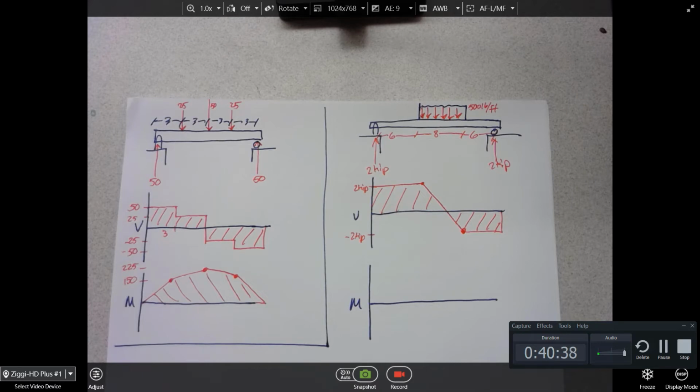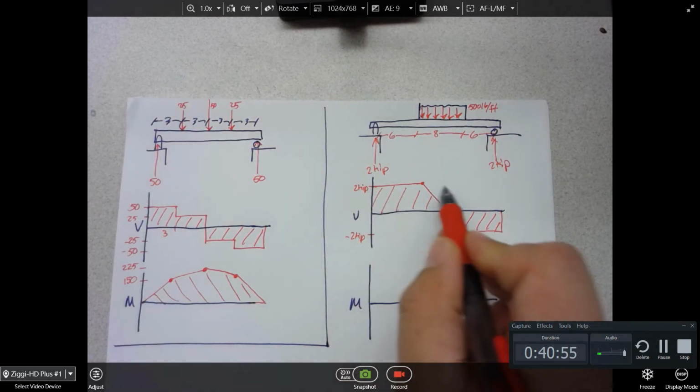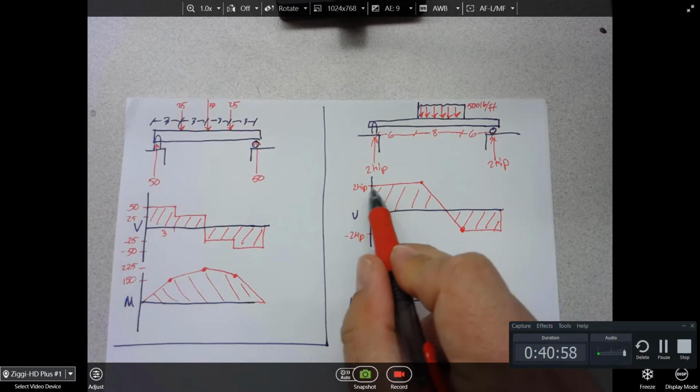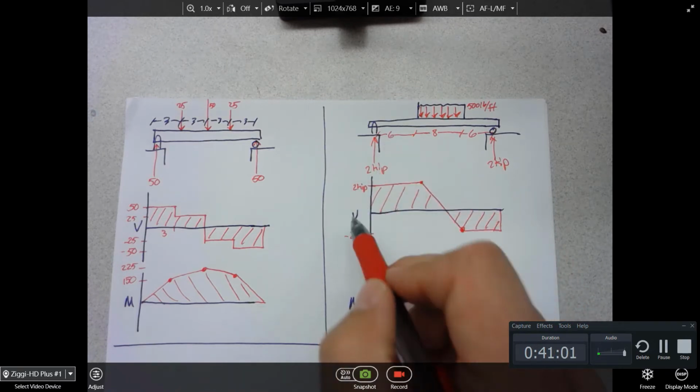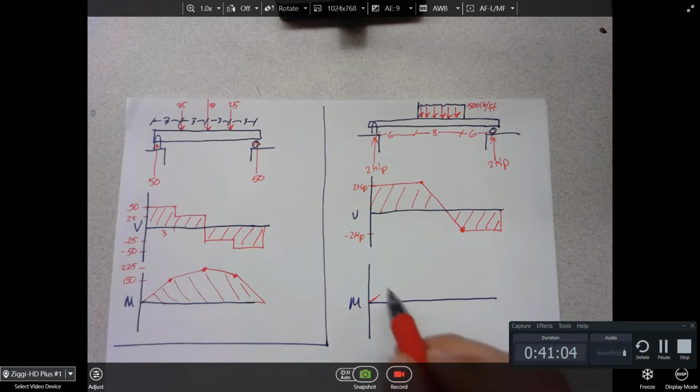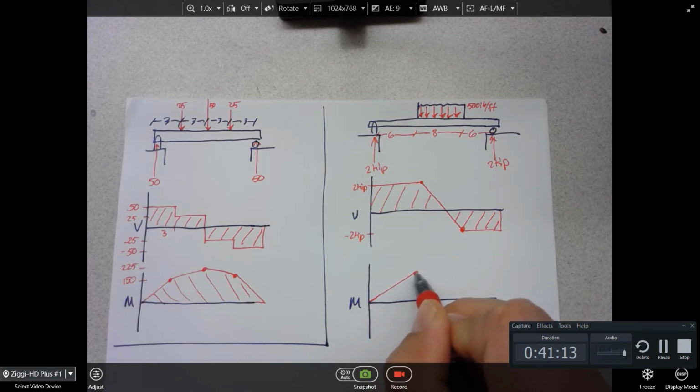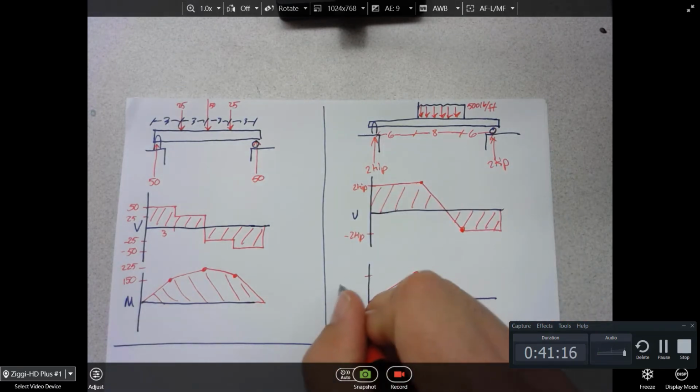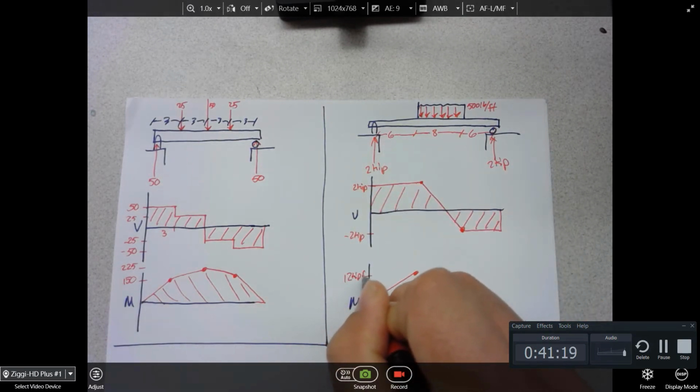What's my moment diagram going to look like? With straight sides or rounded sides? Straight sides, gotta get close to the top. Yeah, so it's going to be like a flying saucer, right? So it's going to be a slope of 2 kip per foot, a change of 2 times 6, that's 12 kip feet, as we go from here to this point right here. In the first 6 feet, we're going to get to 2 times 6, or 12 kip feet.